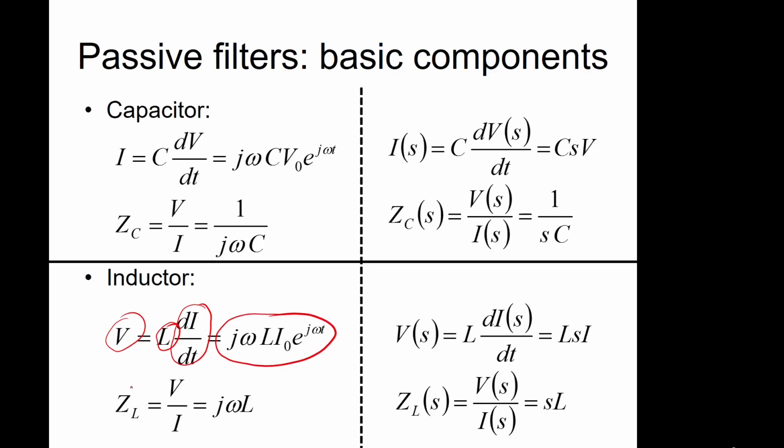Again, we can find the impedance of this inductor, V over I. So we're putting our V over I in here, and we get j omega L. So in this case, as the frequency goes up, the impedance of the inductor goes up.